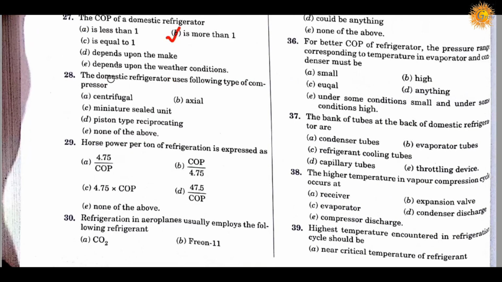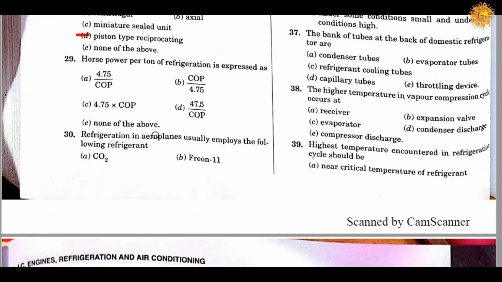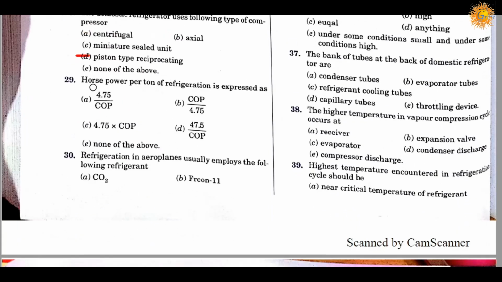Question number 28. The domestic refrigerator uses the following type of compressor. Option A, centrifugal, option B, axial, option C, miniature sealed unit, option D, piston type reciprocating, option E, none of the above. So the correct answer is piston type reciprocating.